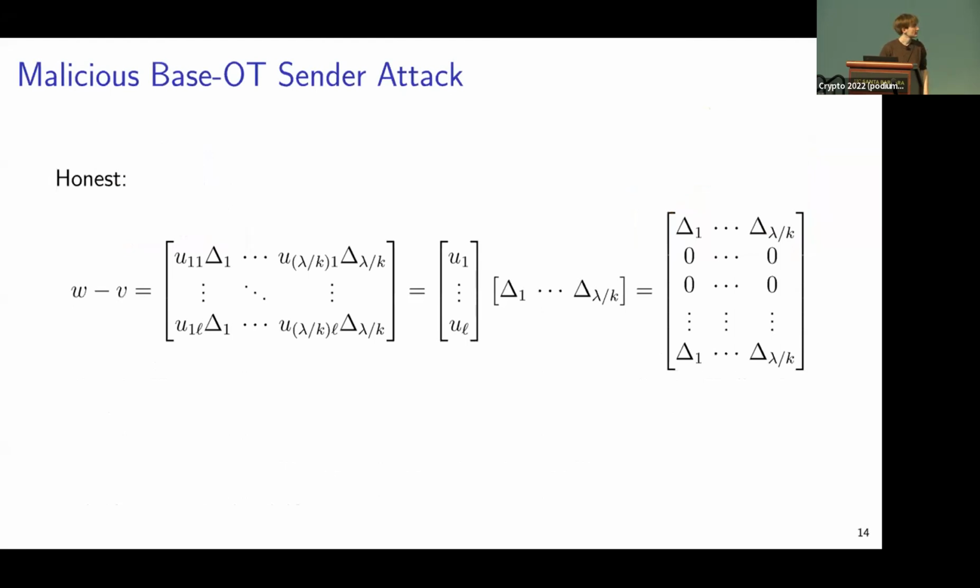All right, so that's how the semi-honest OT extension protocols work, Soft Spoken and IKNP. But there's also a question of malicious security. So far, these protocols are only actually secure in the semi-honest model.